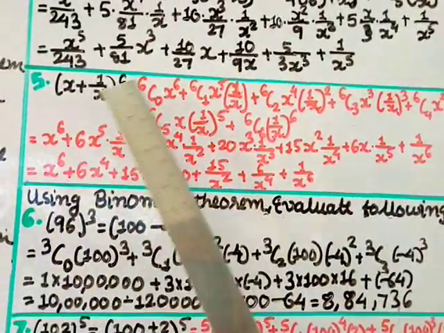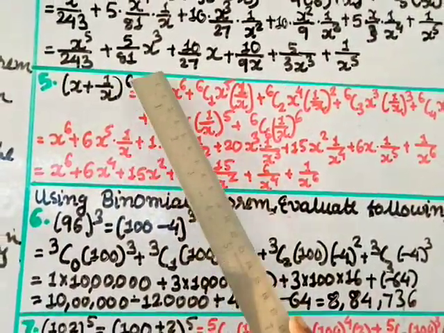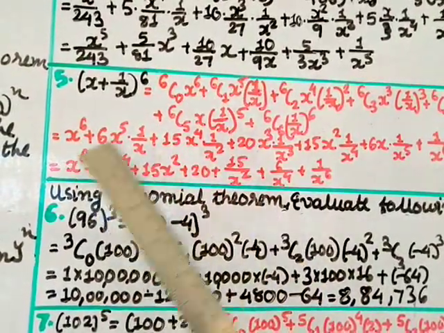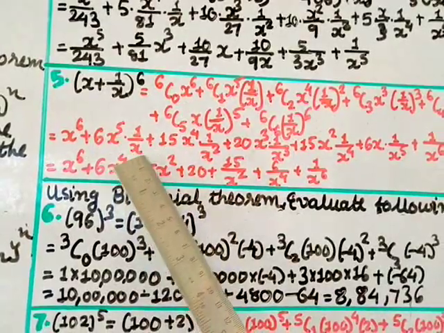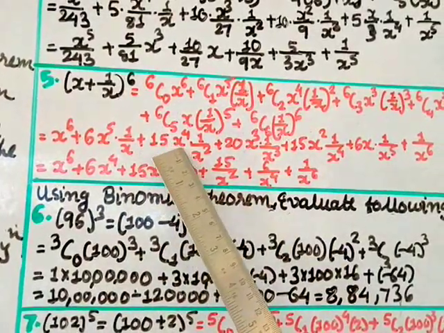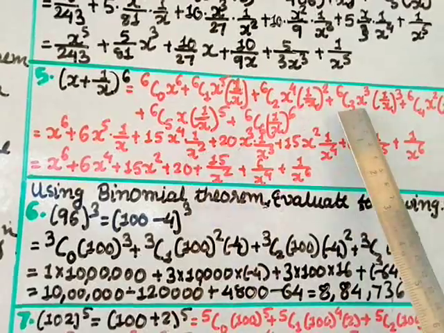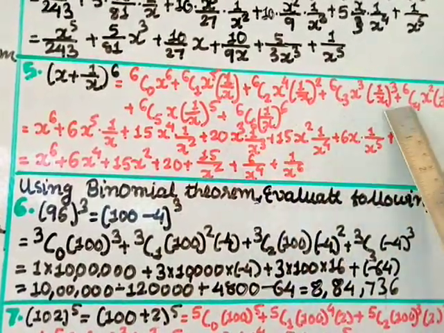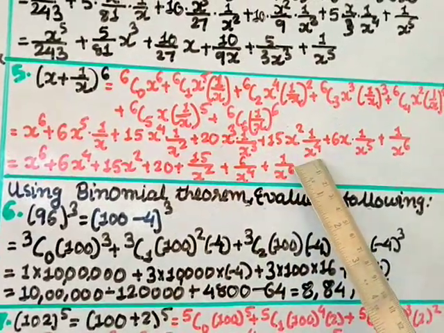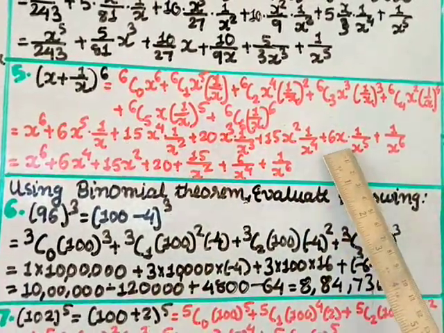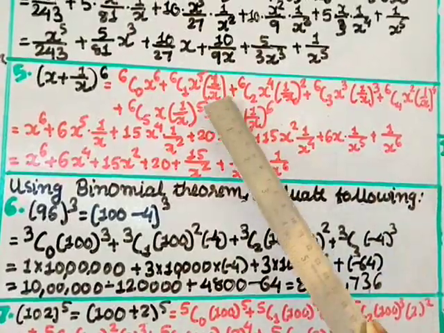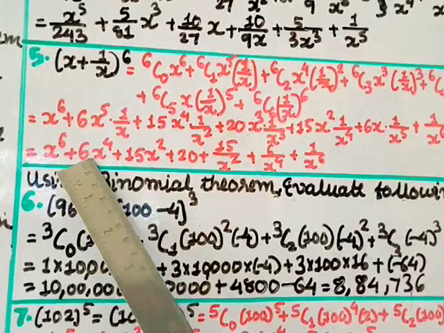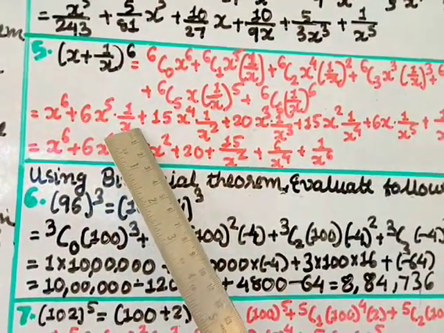So here this first value is 1. Okay, this is always 1, this also is always 1. So this is x^6 remaining, plus this will be 6, and here x^5 into 1/x, plus this value is 15 into x^4 into 1/x^2, plus this coefficient is 20 into x^3 into 1/x^3, plus this also is 15, x^2 into 1/x^4, plus this one is 6, x into 1/x^5, plus this value is 1/x^6.